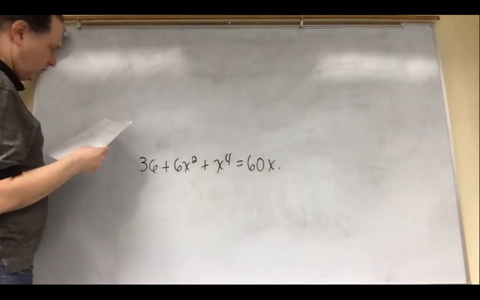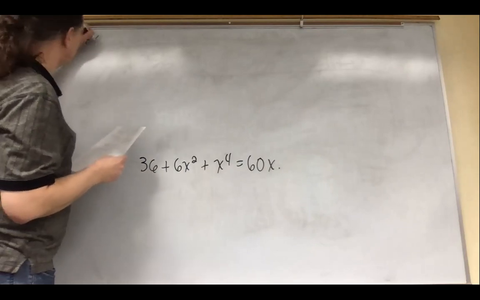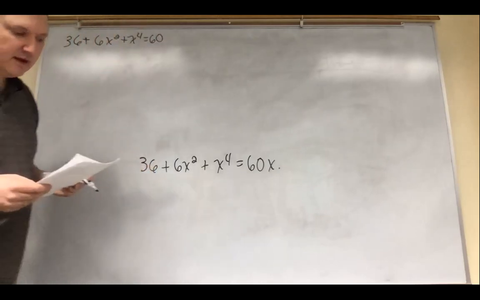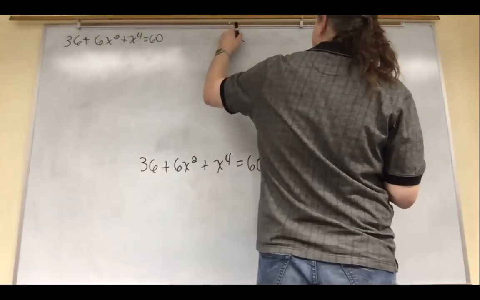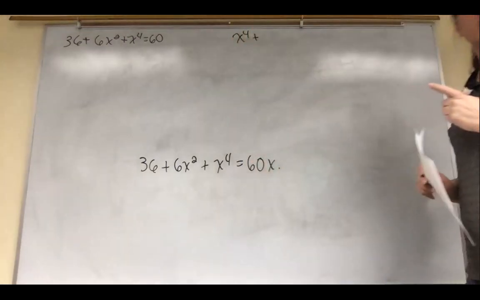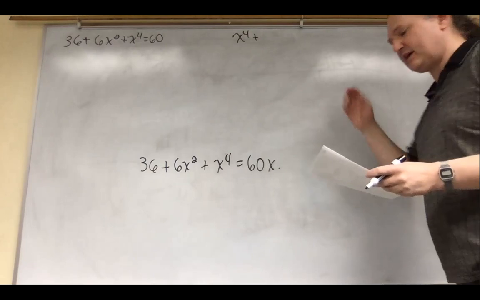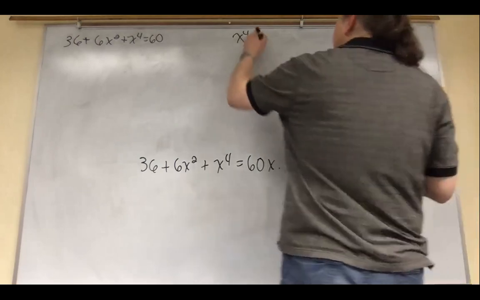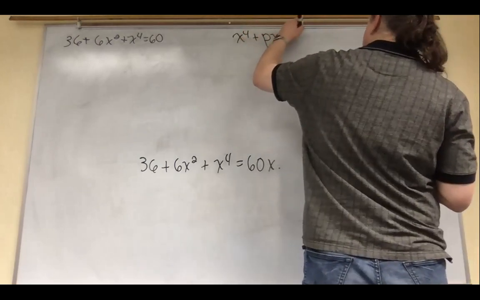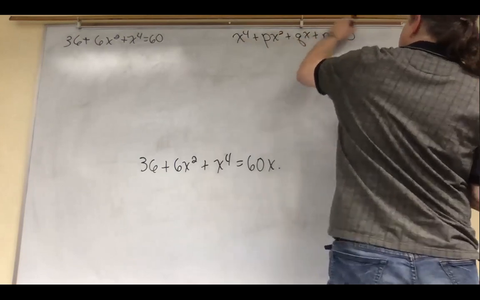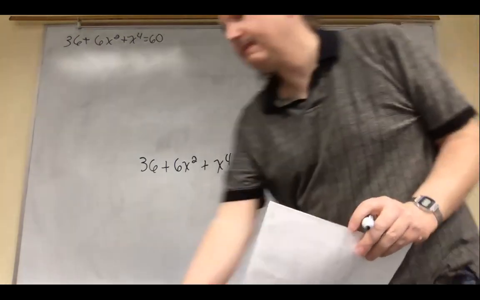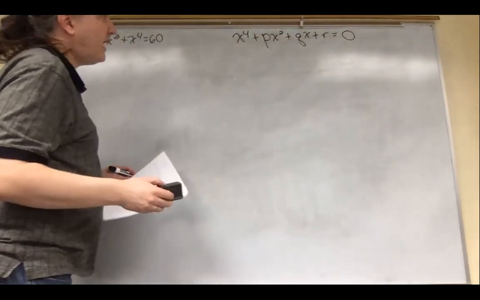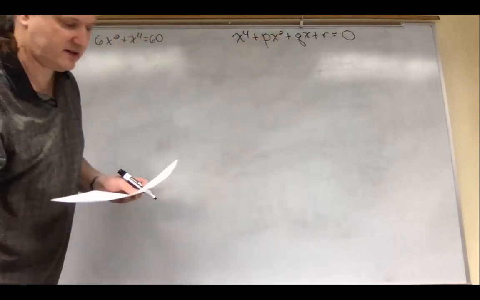All right, so one version of this is we have 36 plus 6x squared plus x to the 4th equals 60x. In general, we have x to the 4th, and I'm not going to write a cubic term because I could use that shifting again to get that to go away. So I will just start with a quadratic term and then a linear term and a constant term. All right. So that's my goal, to solve this equation. And then as I'm solving this, I will show you how one does this in general.